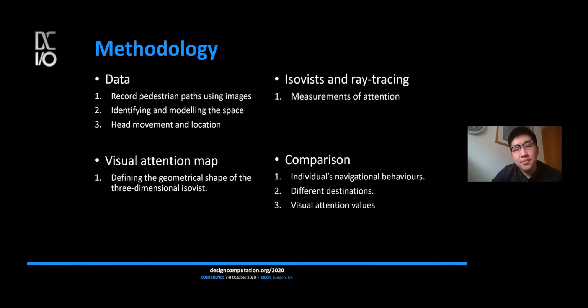For the visual attention map, we want to define the geometrical shape of the three-dimensional isovist, because we used to have a torch-like, two-dimensional one. So we want to develop a three-dimensional isovist. And finally, we want to do a comparison between different types of data. The first is individual navigational behavior, the second is different destinations, and the third is comparing different values for different types of data.